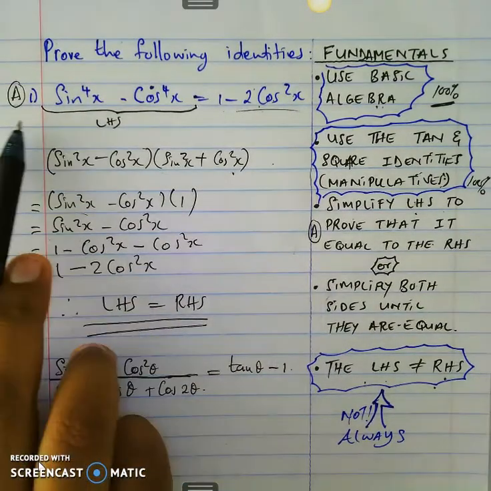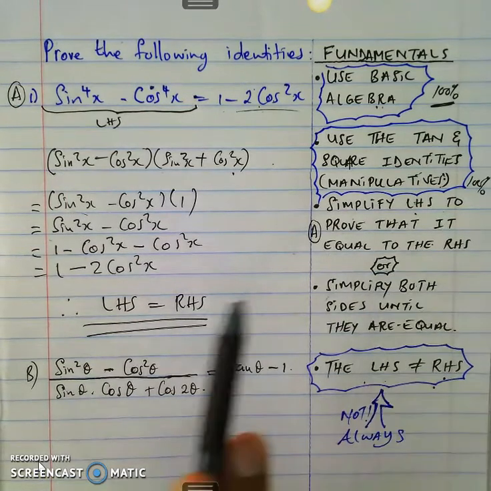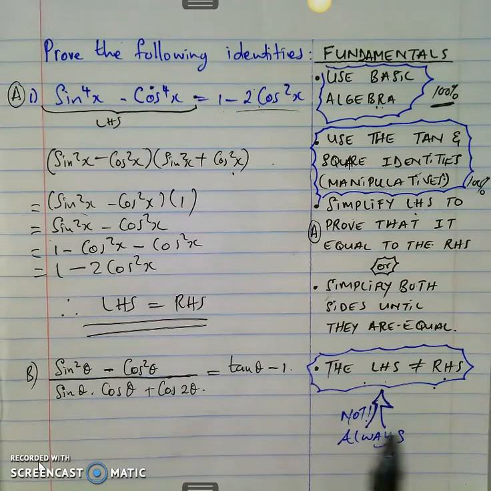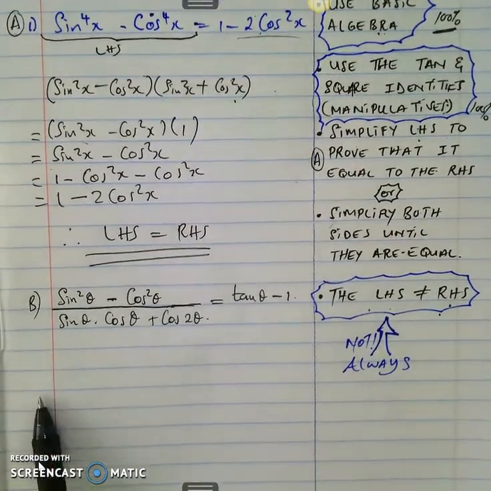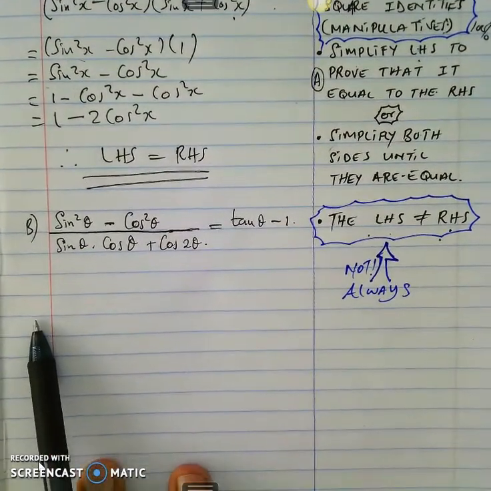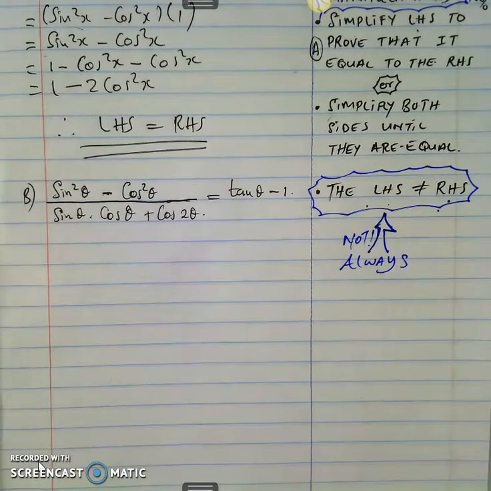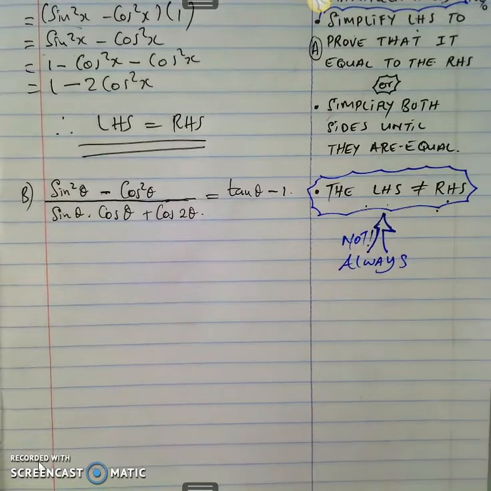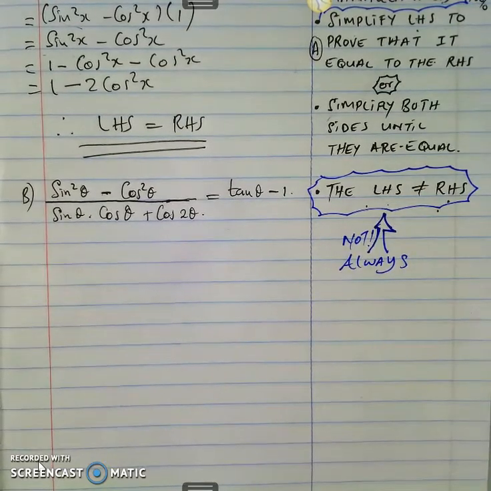So this was an example such as A, where we have to prove the left hand side equal to the right hand side. I'm going to give you an example now where we're going to have to simplify both at the same time in order for you to prove the identity. And you can choose what you're comfortable with, but I would not suggest you do this in the exams because it's going to take up much more of your time. So let's follow along.